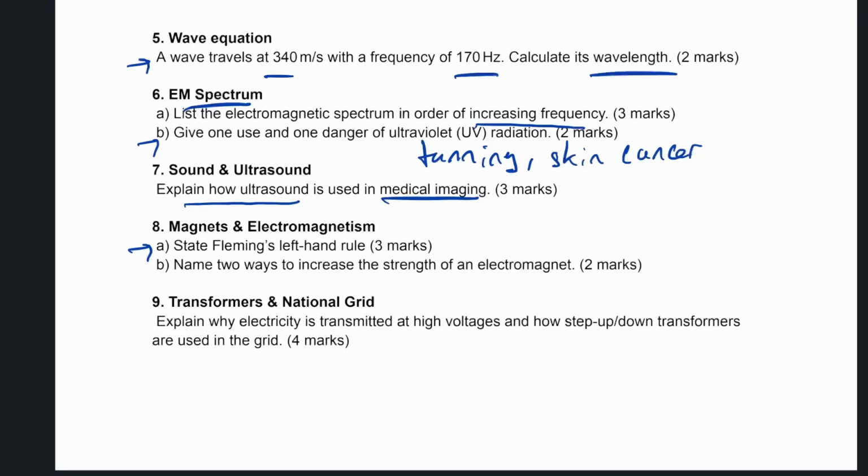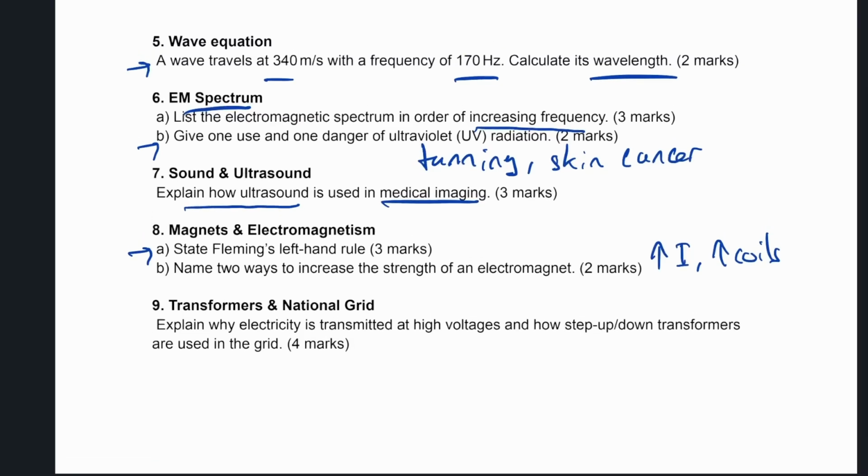Name 2 ways to increase the strength of an electromagnet. So this is quite a common one that comes up. So one thing you could say is you either increase the current. So I'll just put increase I. Or another thing you could say is you could add more coils. And a third one actually, which is quite popular, is you could add an iron core. Okay, so I won't write that one down. But that is also something you could do to increase the strength of an electromagnet.